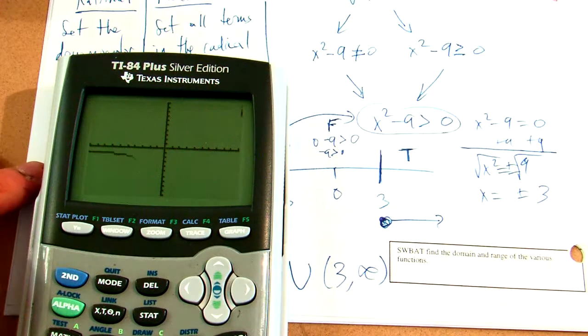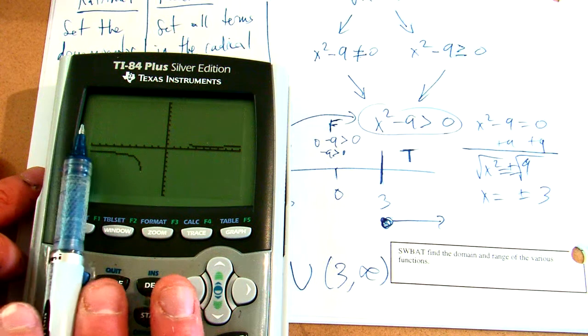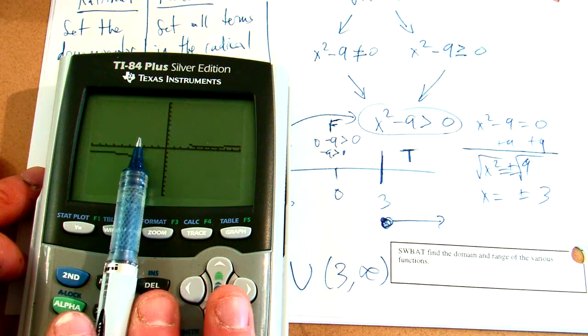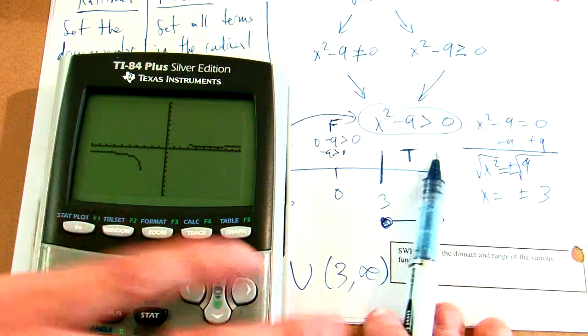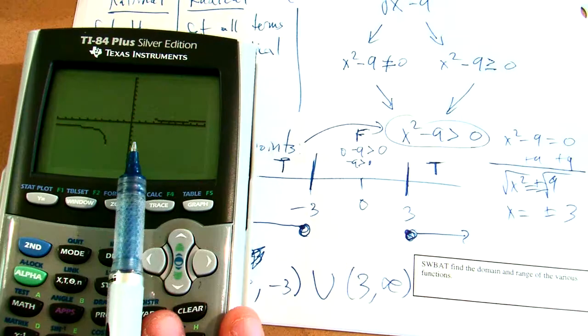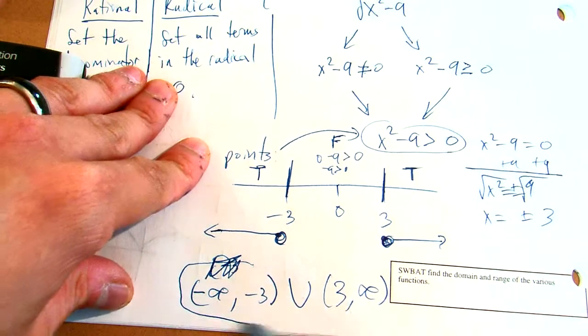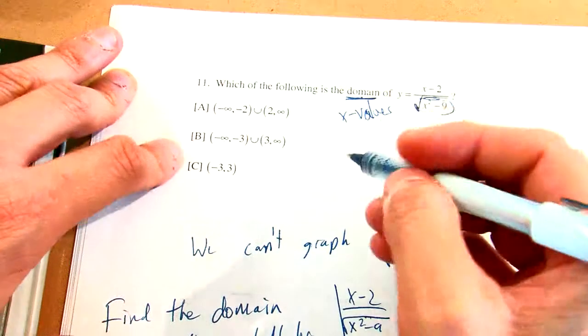And as you can see here, can't really see a lot, but just look. Just do the domain. Just find the domain. It goes from negative infinity to, where does it stop? Looks like about negative 3, right? Just as we predicted. And then it keeps going from 3 to infinity, just as we predicted. So this is our domain, and the answer is clearly B.